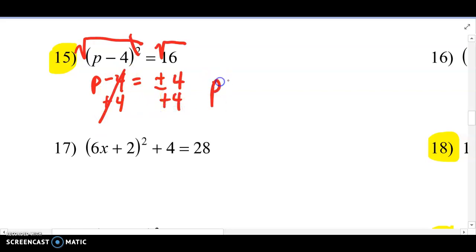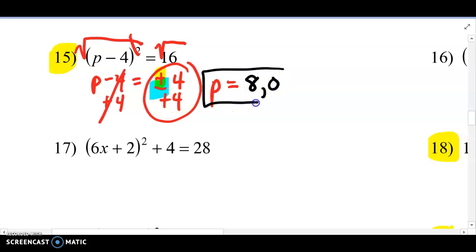So now I have p equals, okay, so I'm going to have two answers right here. I have positive 4 plus 4, and then I also have minus 4 plus 4. So let's do them both. Positive 4 plus 4 is 8. Negative 4 add 4 is 0. Those are our two solutions for this problem. And if you plug them back into the original equation, you'll see that they both give you a true statement.